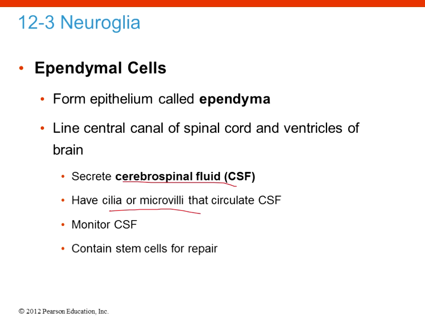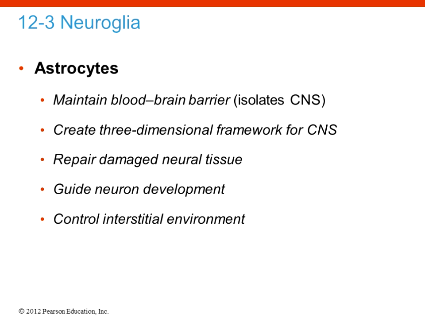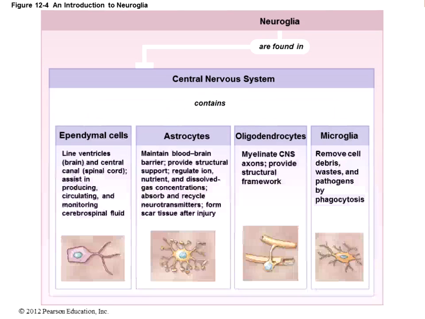Oftentimes these ependymal cells have cilia or microvilli to help circulate and move the CSF. They can monitor the CSF and just, we'll talk about CSF a little bit later, but it's this really important fluid, cerebrospinal fluid, found in the brain and the spinal cord, that's really important to the overall health and protection of the central nervous system. So that CSF is coming from these ependymal cells, right?